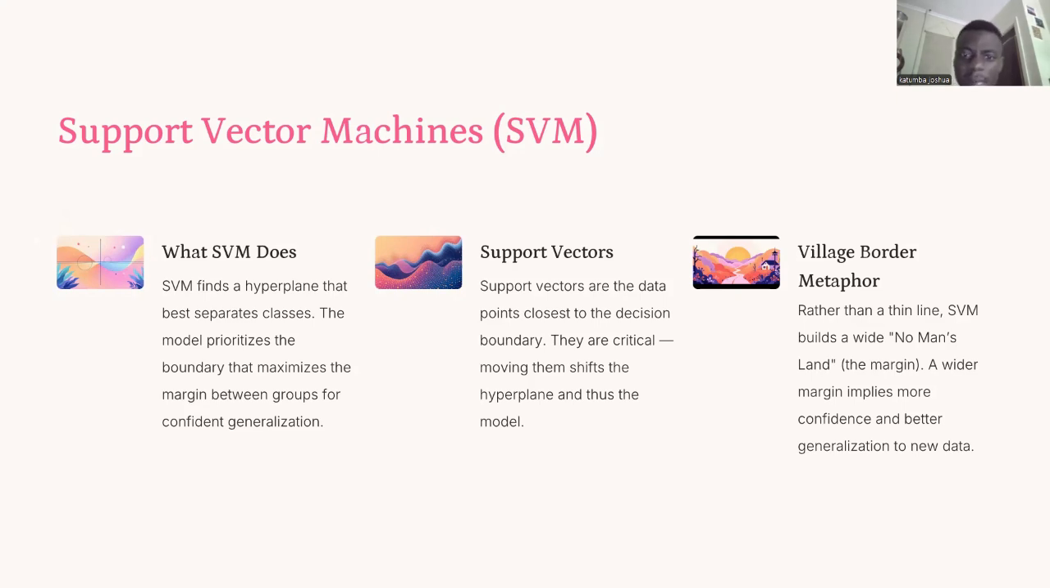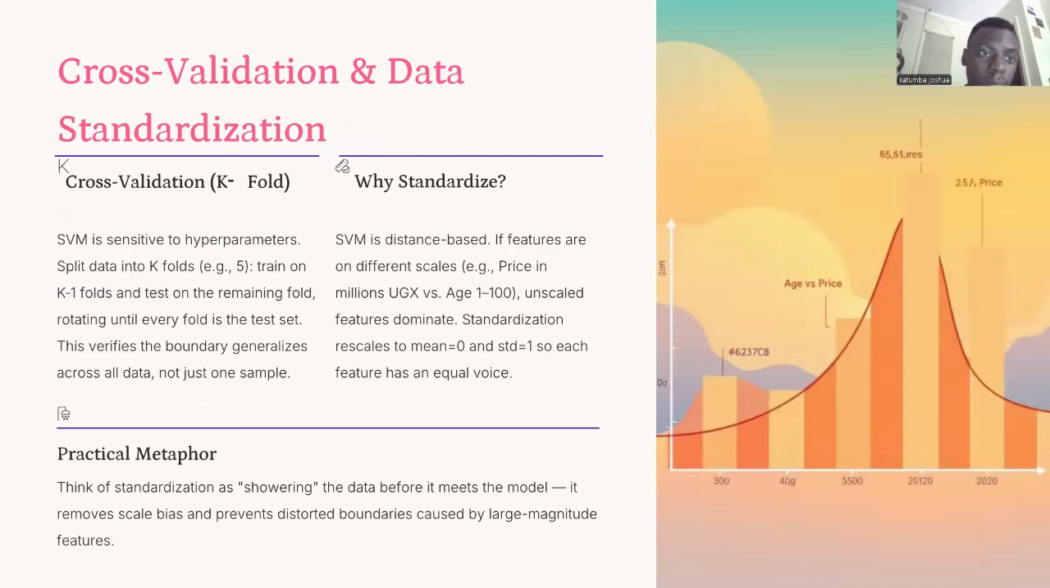Support vectors are the data points closest to the decision boundary, and they are critical. Moving them can shift that hyperplane and can affect the model.